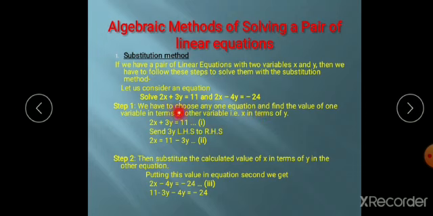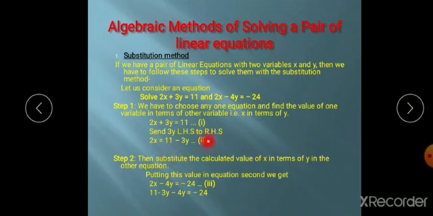Then you take any one of the equations, you choose any one of the equations, and make it x in terms of y or y in terms of x. For example, 2x + 3y = 11. If you send the +3y from left to right, it will become 2x = 11 - 3y. Now you have chosen the first equation. So you got x in terms of y: 2x = 11 - 3y.